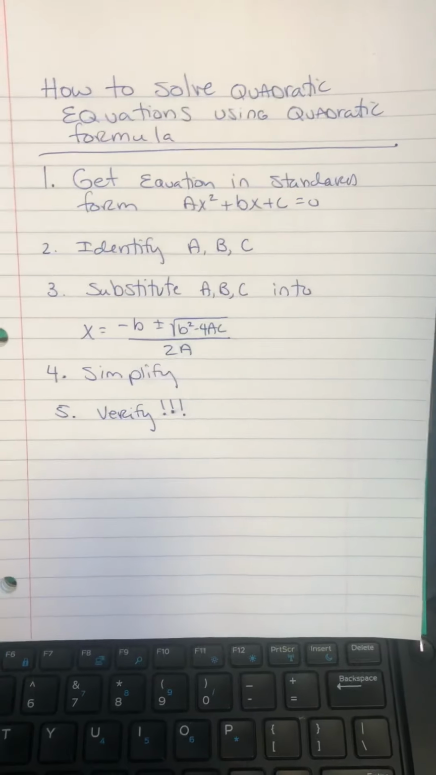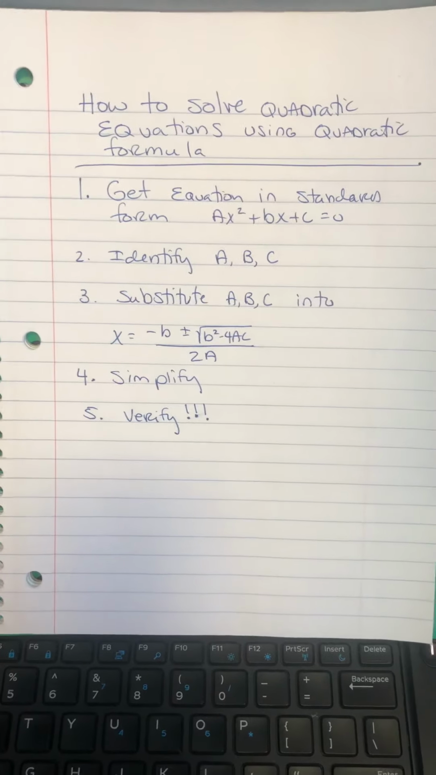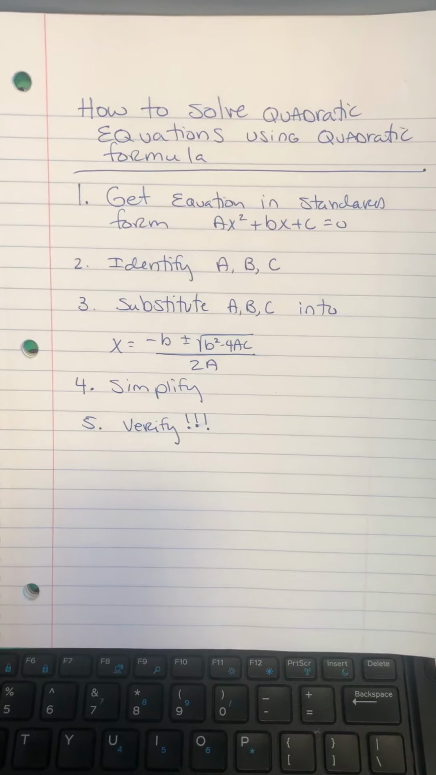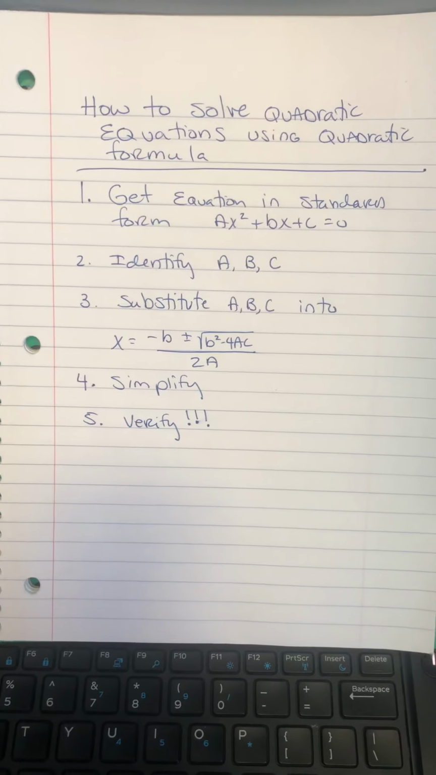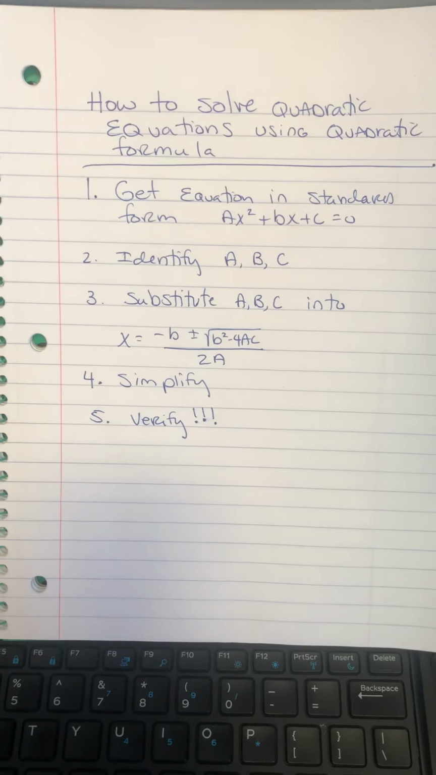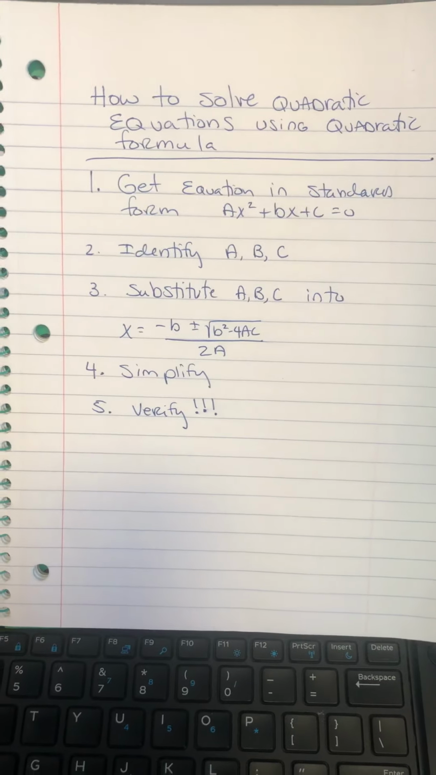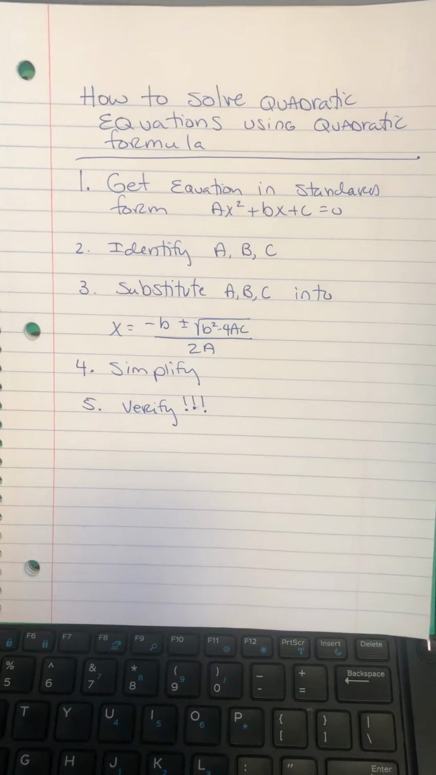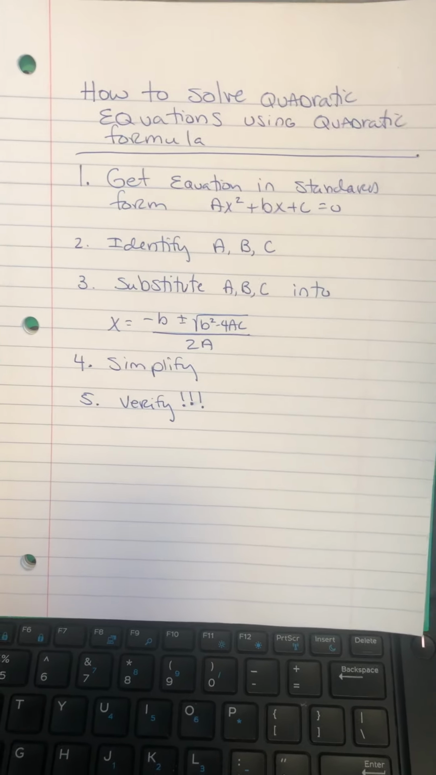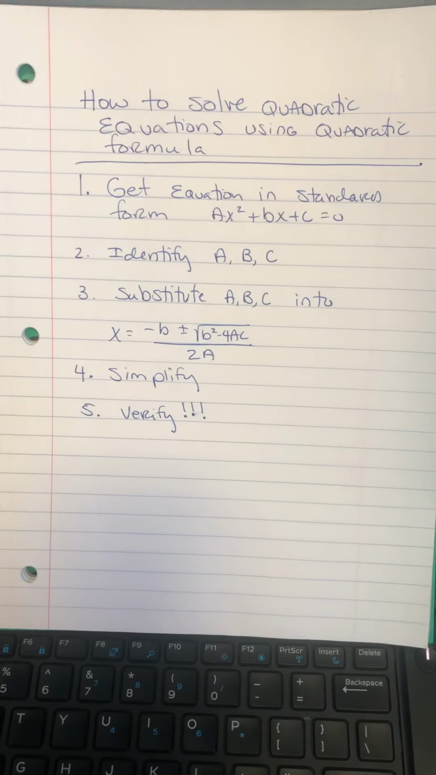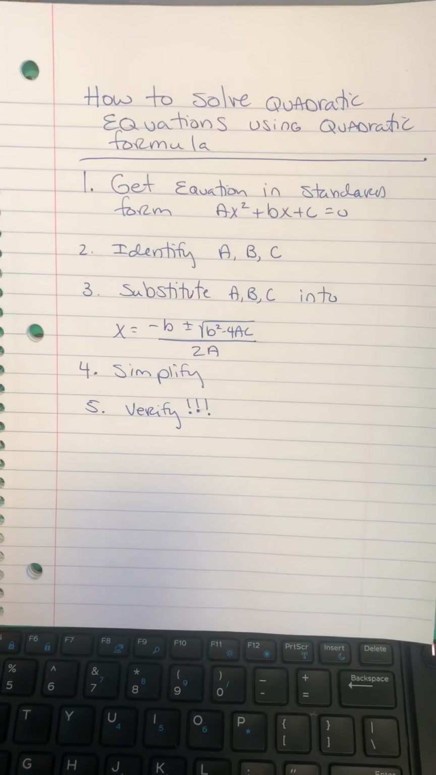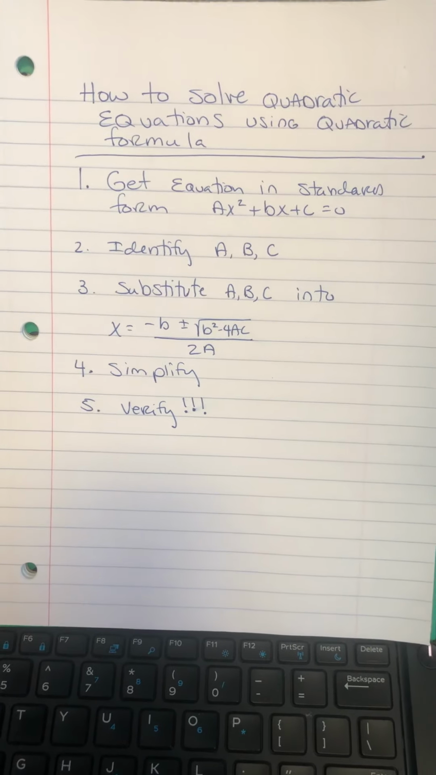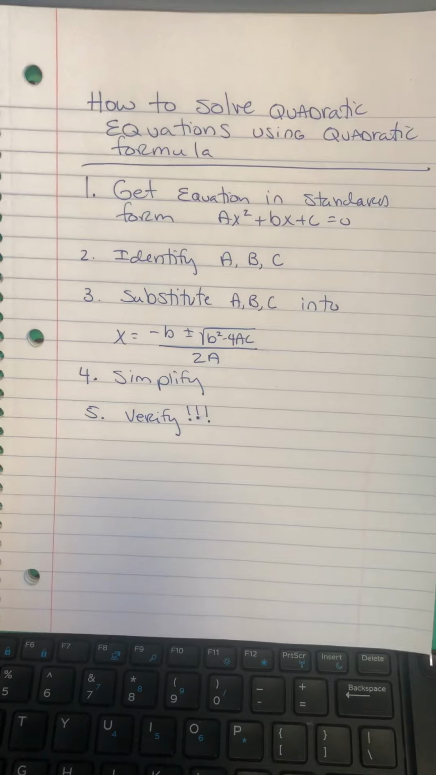First, make sure your equation is in standard form, that is ax squared plus bx plus c equals 0. Next, identify the a, b, and c values. Third, substitute those values into the formula known as the quadratic formula. Fourth, simplify. Follow the order of operations and simplify your expression to numeric values. Fifth, verify. Make sure your answer is in fact correct.